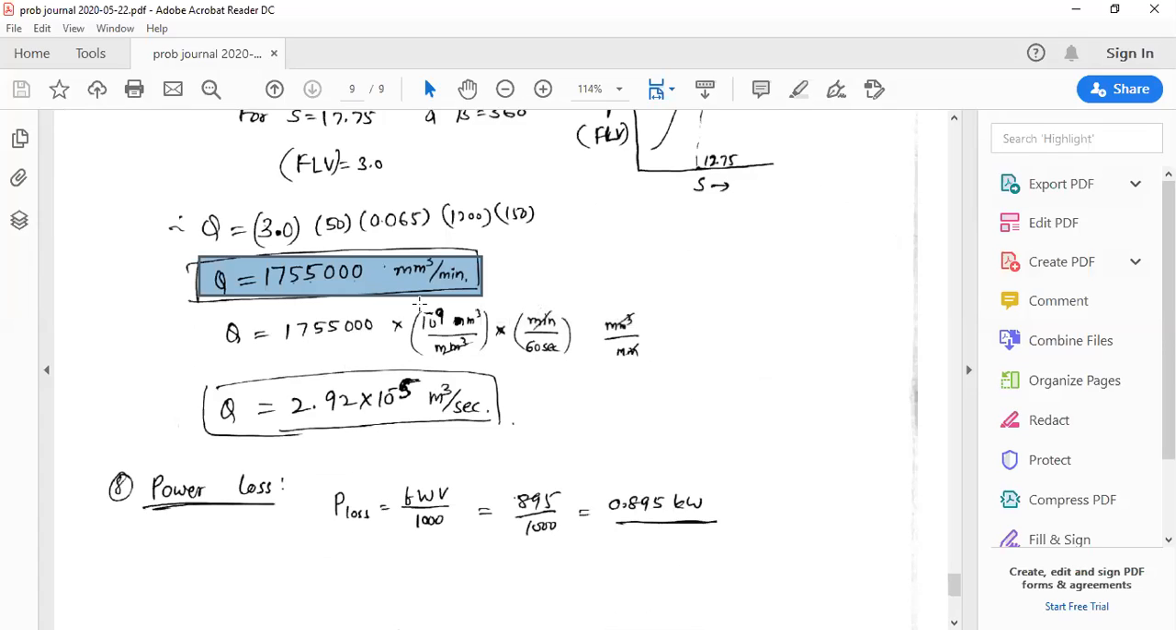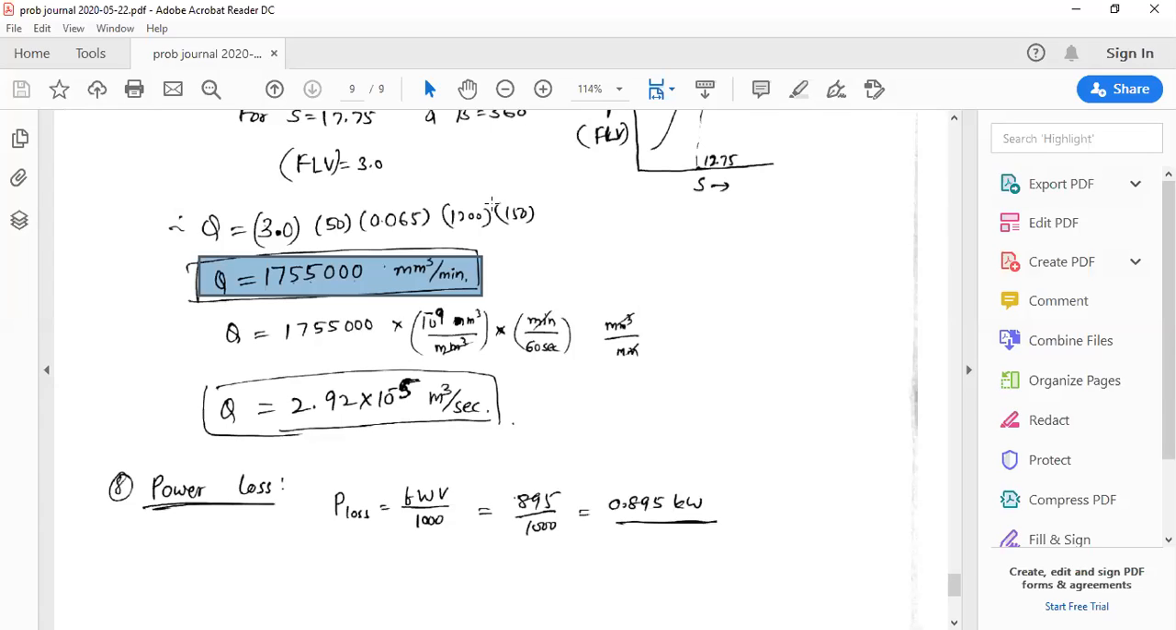So convert this mm cube to meter cube. If you divide this by 10 raised to 9, then the unit will be meter cube, and again divide this by 60, that will be in seconds. So to convert mm cube per minute to meter cube per second, you have to multiply by 10 raised to minus 9 and divide by 60. The answer we get here is 2.92 into 10 raised to minus 5 meter cube per second. That is the flow rate Q.